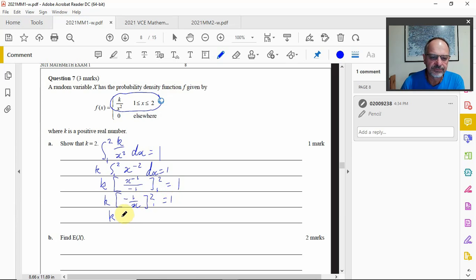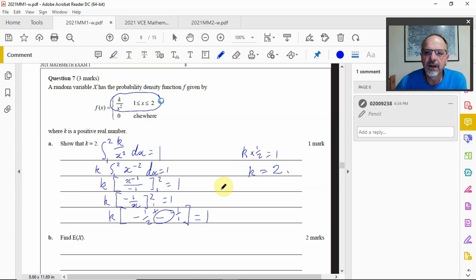So k times negative a half minus negative 1 equals 1. I'm going to need to go over here because I'm running out of space. So there's a plus there. So we've got negative a half plus 1. So we've got k times a half is equal to 1. So k would be equal to 2. So there we've shown that k is equal to 2.